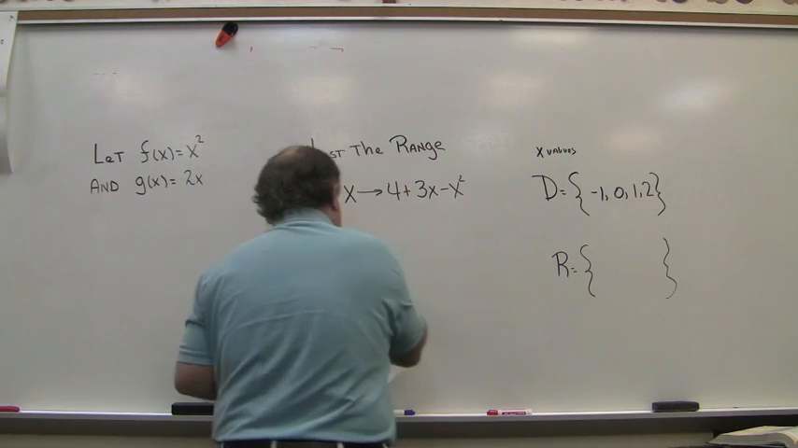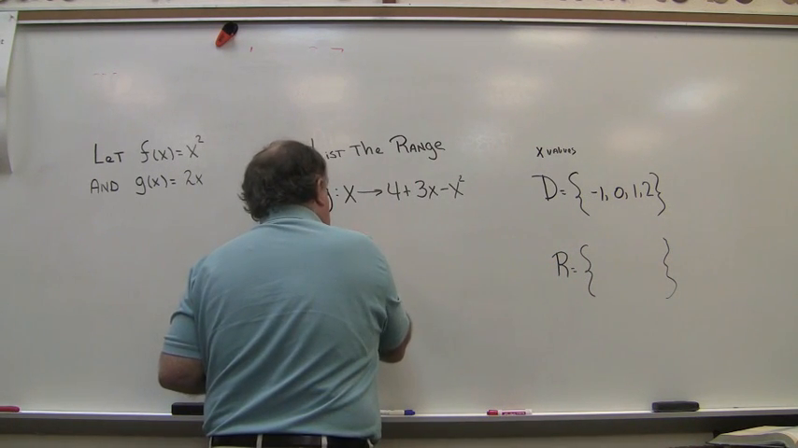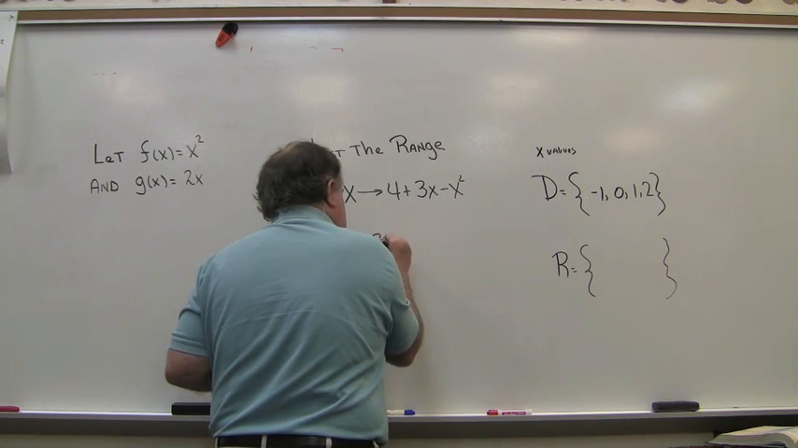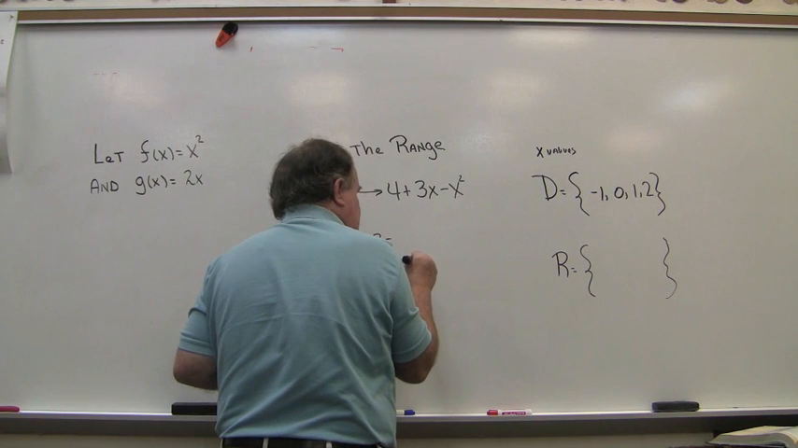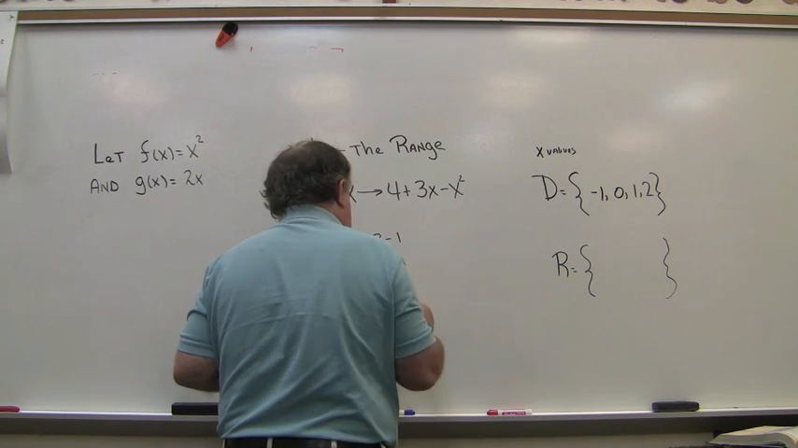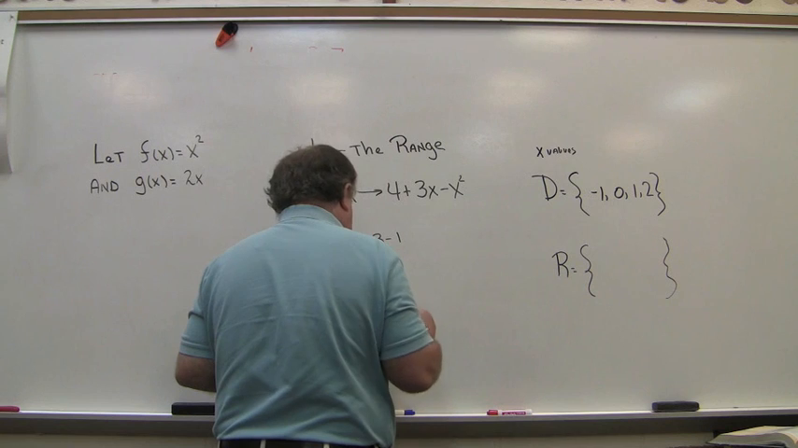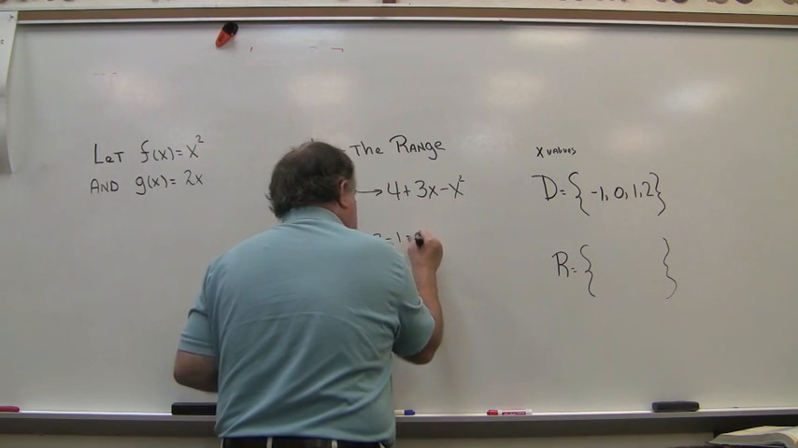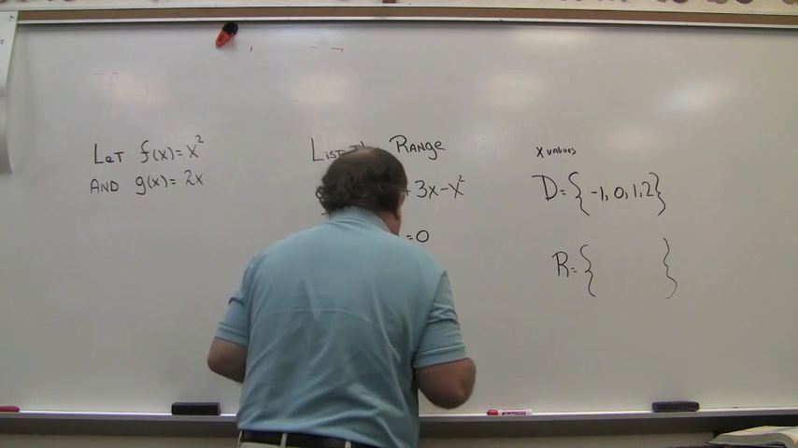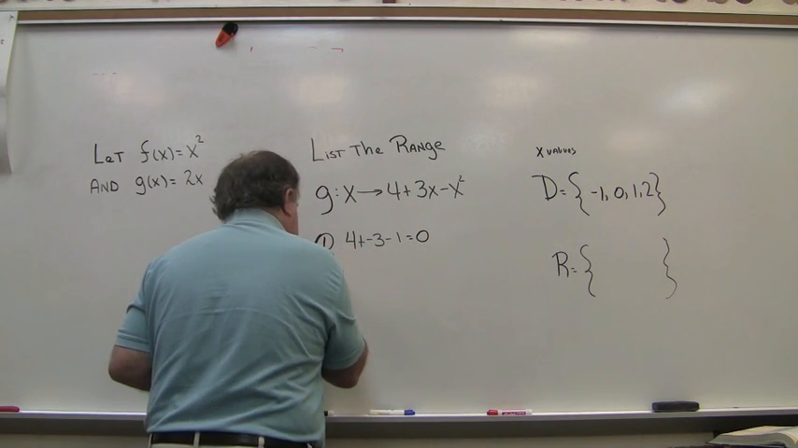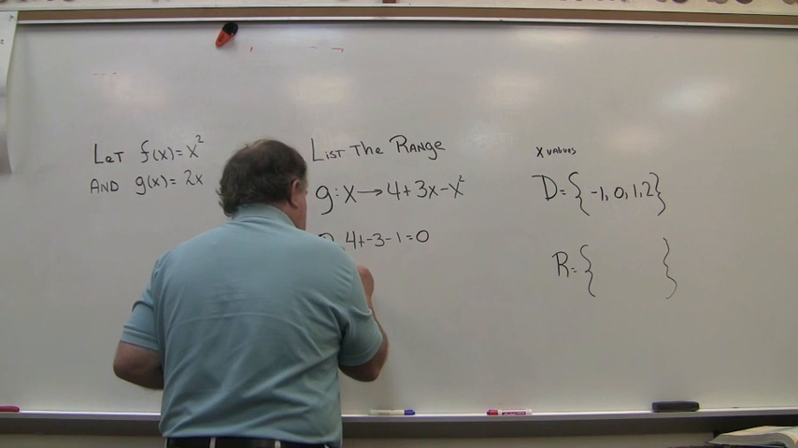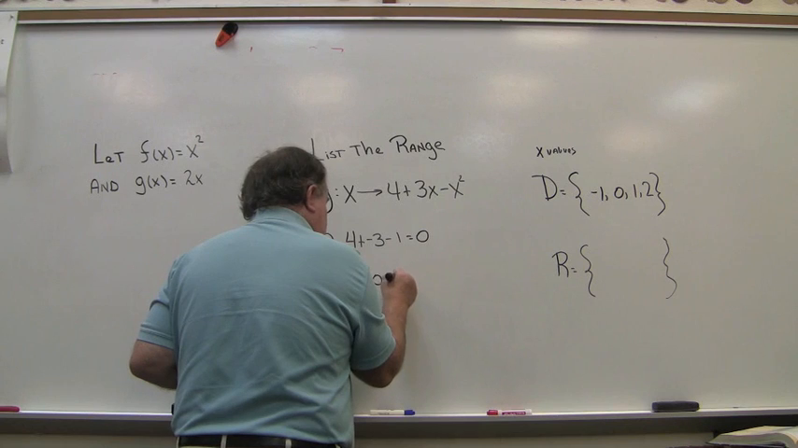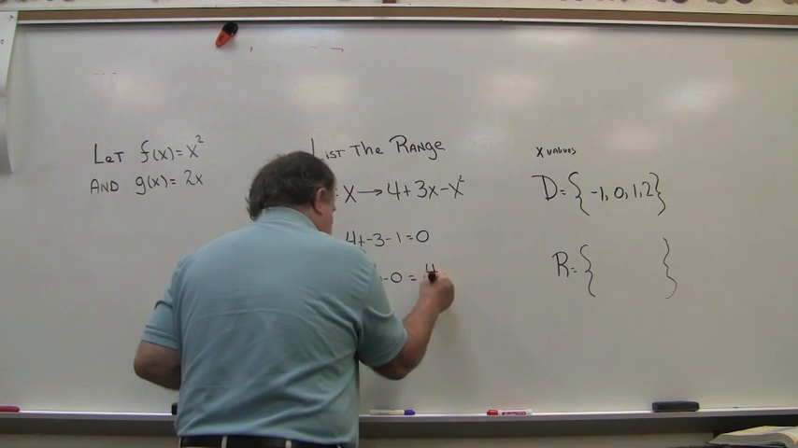So here's the first scenario. We're going to have 4 plus -1 times 3 is -3 minus -1 times -1 is 1. Okay, so we get 4 minus 4. So our very first one will be 0. Let's look at the second one. We'll plug the second number in. That's a 0. So 4 plus 0 minus 0 equals 4.